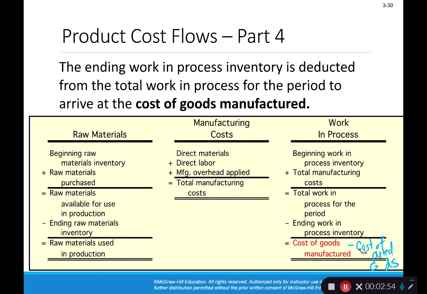I don't know why my pen does random lines every now and then, but that's always fun when I'm doing these videos. So that, again, cost of goods manufactured is the cost of the completed goods.